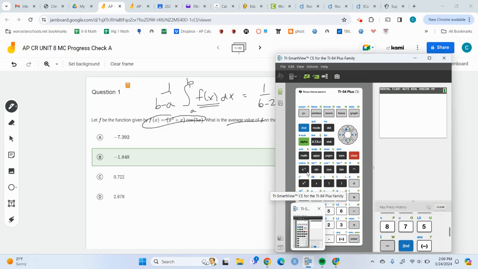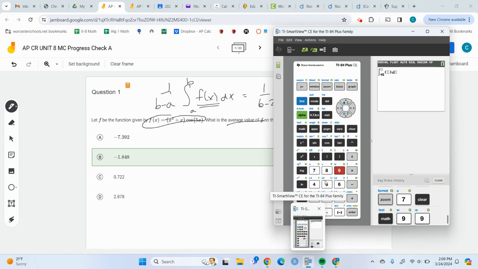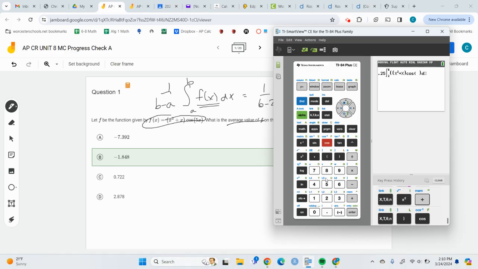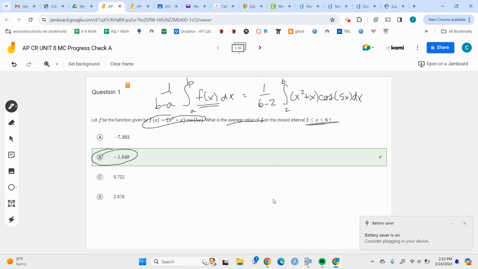So then I'm going to go to math 9 and type this thing in. I'm going to be going from 2 to 6, and I don't feel like inserting a fraction. 1/4 is 0.25. And I'm going to be putting in x squared plus x and cosine of 5x dx. All right, and that is how they are getting the answer of B here.